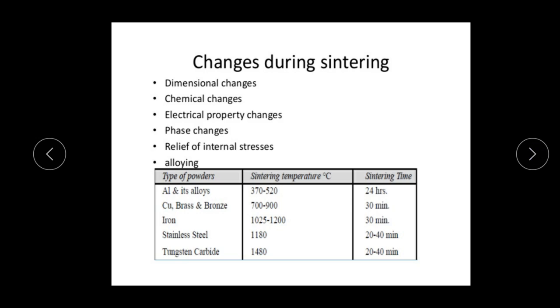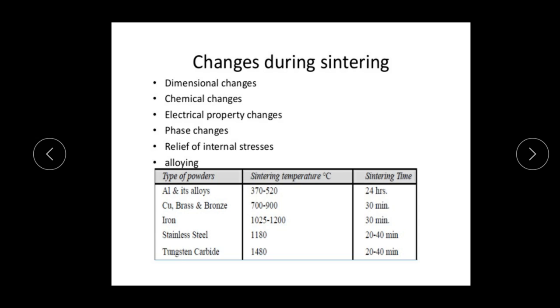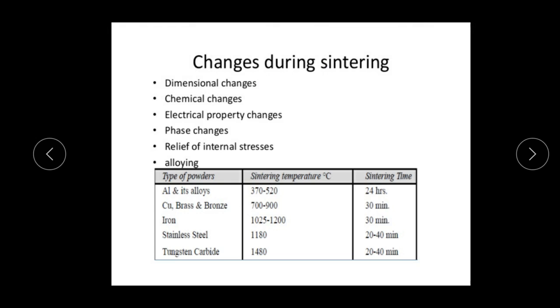Let's come to the point. Changes during sintering. Dear students, there may be a possibility that some changes will happen during sintering, which are dimensional changes, chemical changes, electrical property changes, phase changes, relief of internal stress, and some alloying changes that may happen during the sintering process.